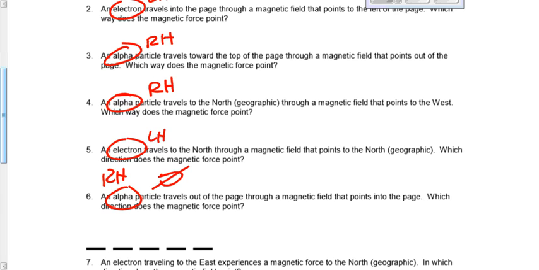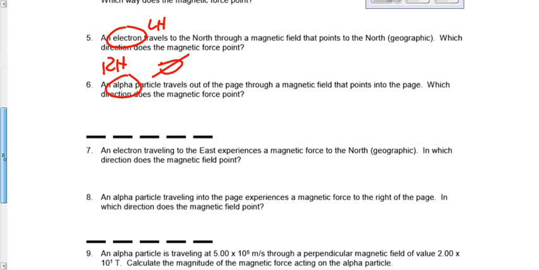Okay, 7 and 8. Number 7 says an electron traveling to the east experiences a force to the north. What's the direction of the field? So we're working kind of backwards here. Instead of thumb, fingers, which way does my palm point? It's thumb, palm, see which way my fingers point. An electron is a negative particle. So it's a left-hand rule.